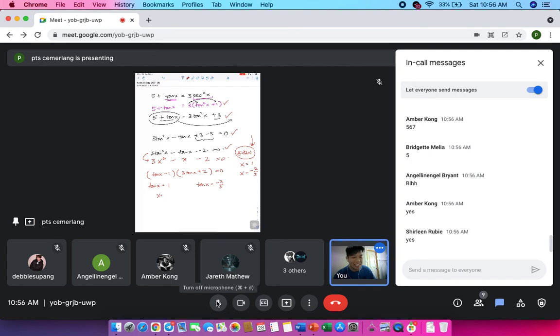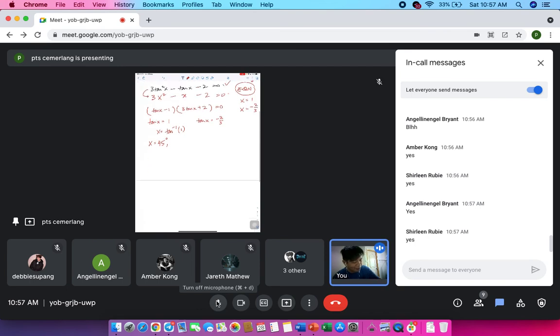How to move on? X. Apa jawapan dia? Tangent inverse 1. I like that. Tangent inverse 1. What is X? 45 degree kan? Tekan calculator dulu. Tell me what you get. Is it 45 degree? Yes? Tapi bukan jawapan akhir oh. It's not the final answer oh. What happened now? Apa yang berlaku sekarang?